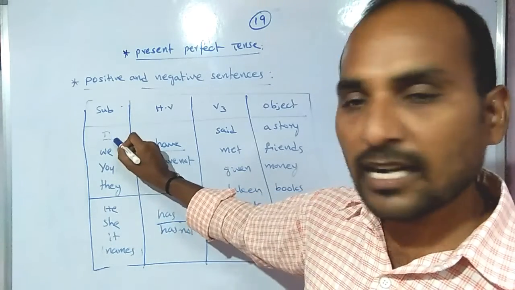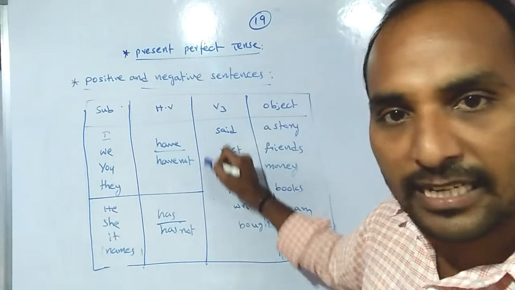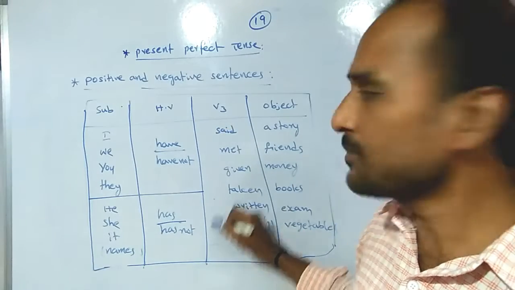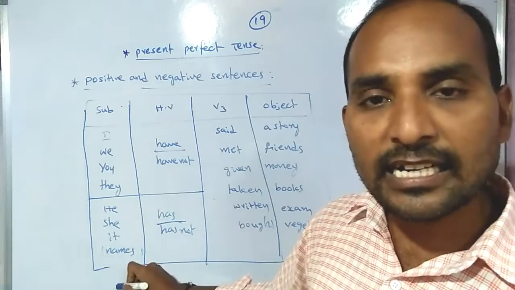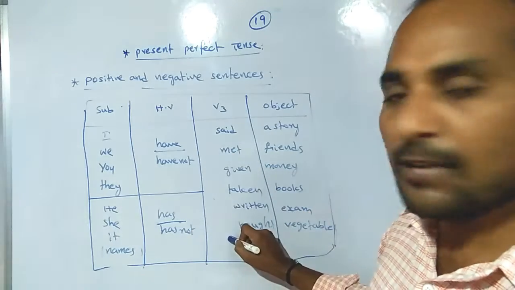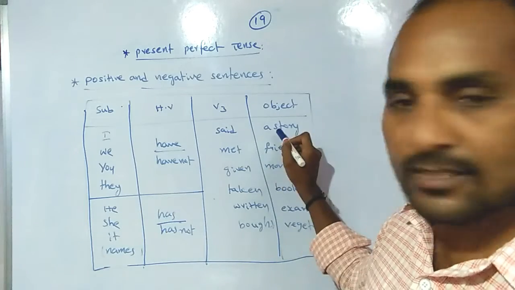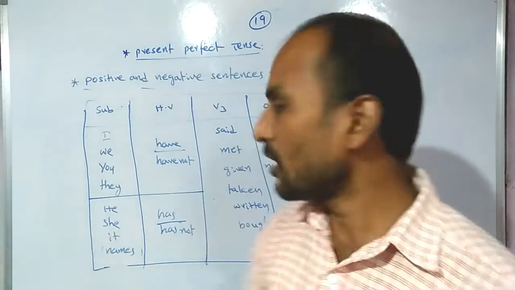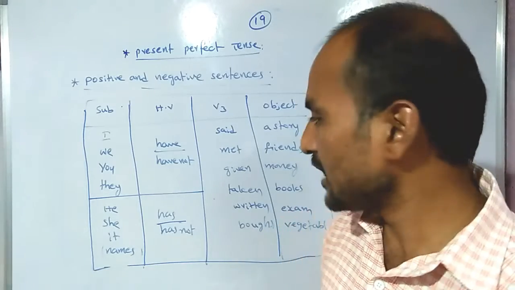Once we can take subject I and helping verbs have or haven't, and we can take all the V3 forms as well as objects. And the next time we can take he, she, it, names, the same time has or has not, by taking all V3 forms as well as all objects. For example, he has said a story. అతను కథ చెప్పి ఉన్నాడు. He hasn't said a story. అతను కథ చెప్పి లేడు. So positive as well as negative.